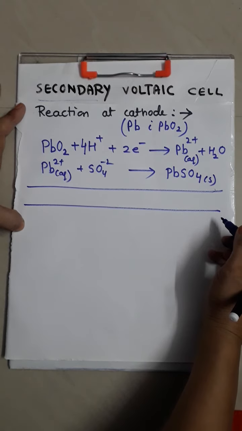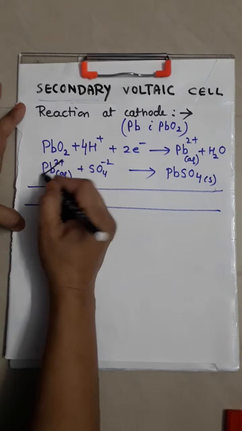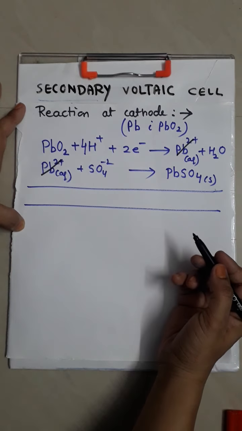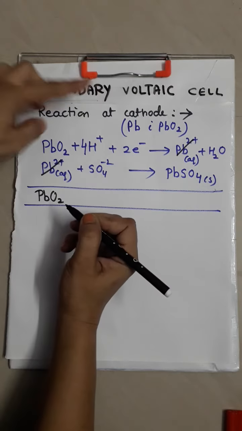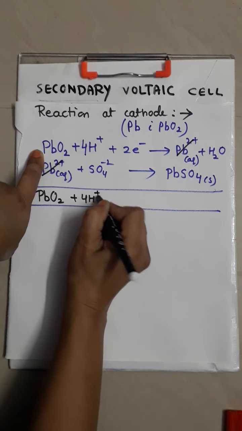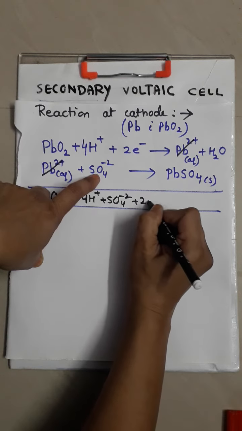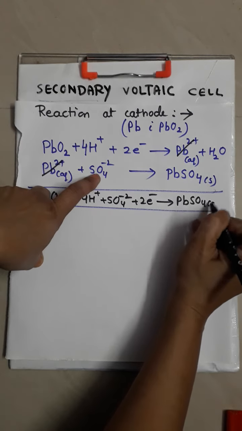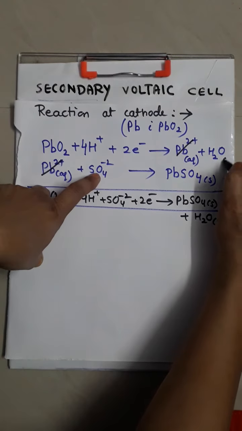So we are very near to the end of the reaction at cathode for the car battery, or it is also the inverter which we are using at home. These are the reactions. Here we cancel Pb+2 and Pb+2. Now let us write down the net reaction at cathode: PbO2 plus 4H+ plus SO4-2 plus 2e-, forming PbSO4 solid, and we have water, which is of course liquid.